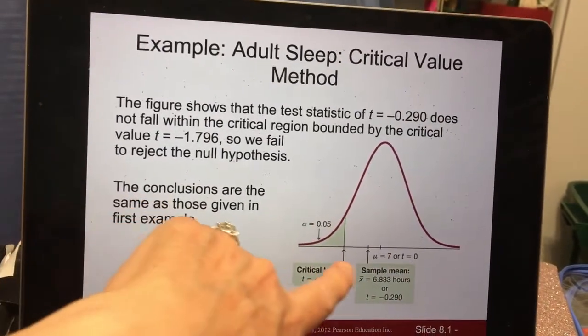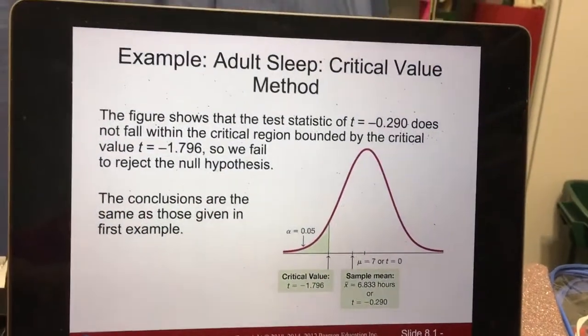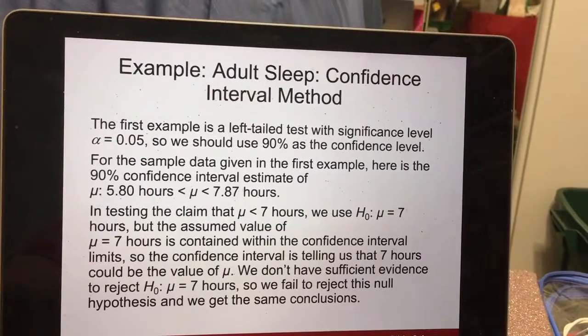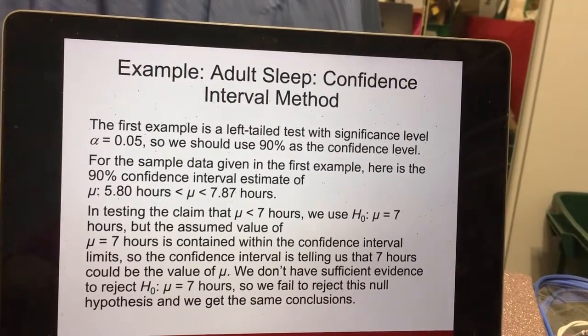See, they're showing you where the test statistic is, and they're showing you where the critical value is, so we would fail to reject on this one. And that is the same thing we did when we did it with the p-value.